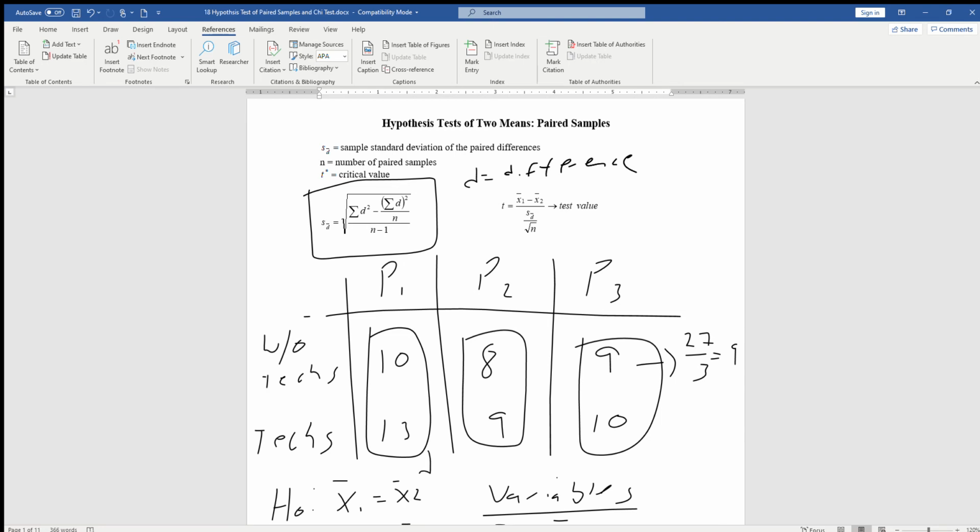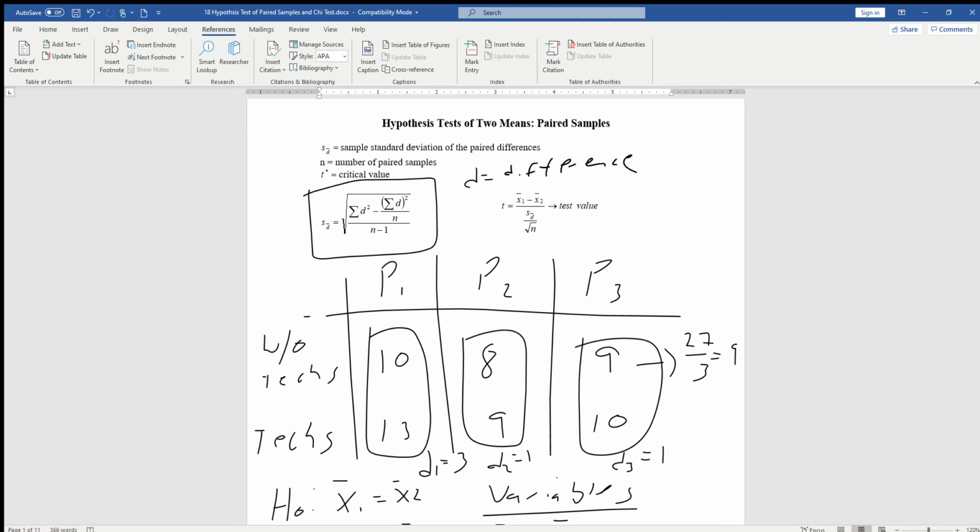So in other words, d sub 1 would be 3 because the difference between 10 and 13 is 3. d sub 2 would be 1. d sub 3 would be 1. All right, sometimes d can be negative. So that's what we mean by the differences.